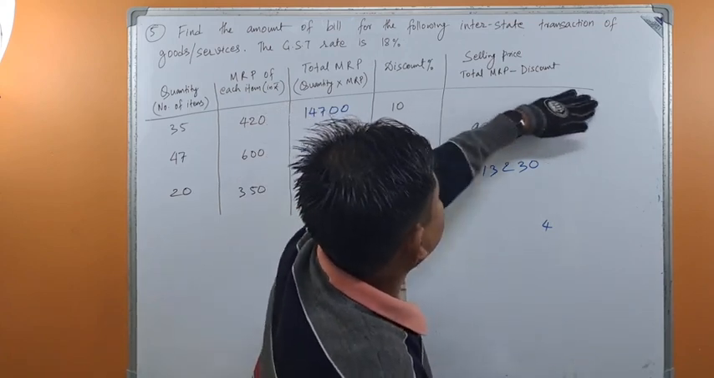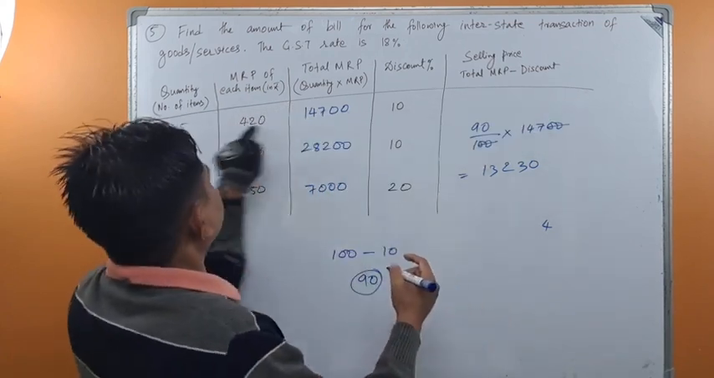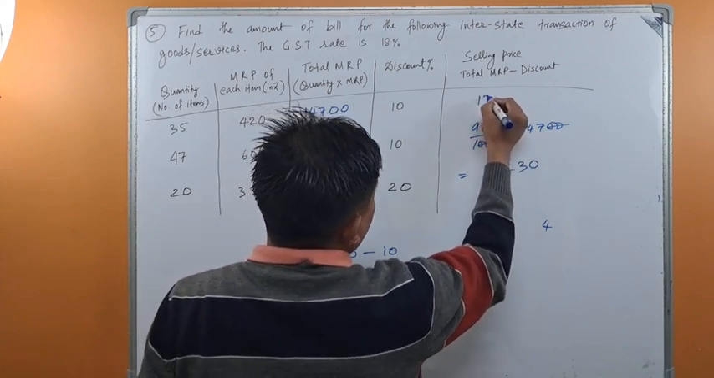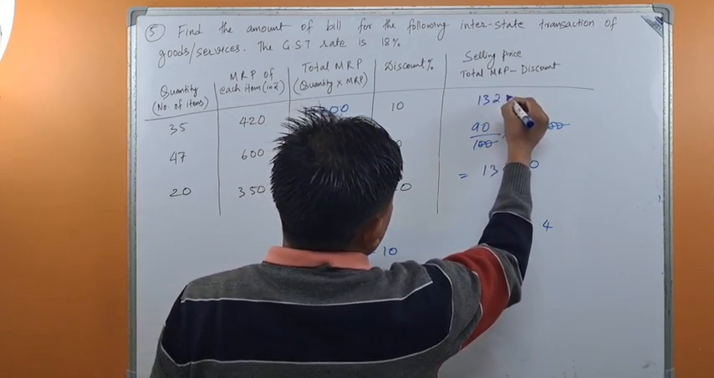So selling price in the first case will be 13,230 rupees.